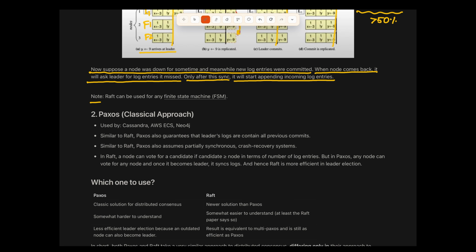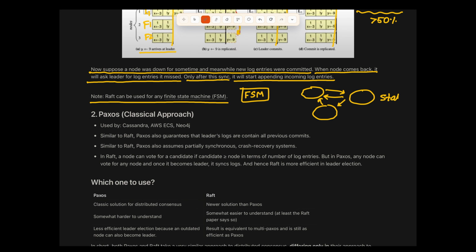So Raft can be used for any finite state machine. Finite state machine we already know, where we have n number of states and there is a definite constraint of which state can go to which state. This you might have studied in your compiler design or while studying the finite state automaton. If you are not aware of that, please let me know and I will try to cover this up. A good design pattern for this is the state design pattern, which can accurately represent this finite state machine.